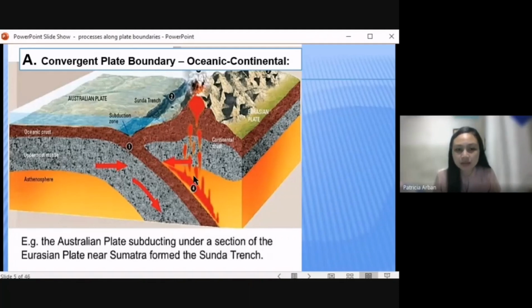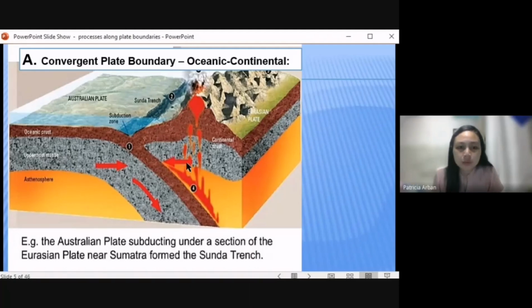The magma here, because of the presence of water, will rise up. Ayan. And then, as you can see, it will form a volcanic arc, since the magma will rise up and search for a way out. So, it is not like a volcano that is very high agad.